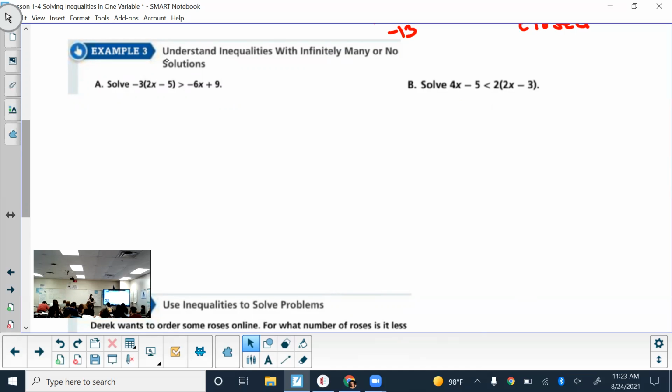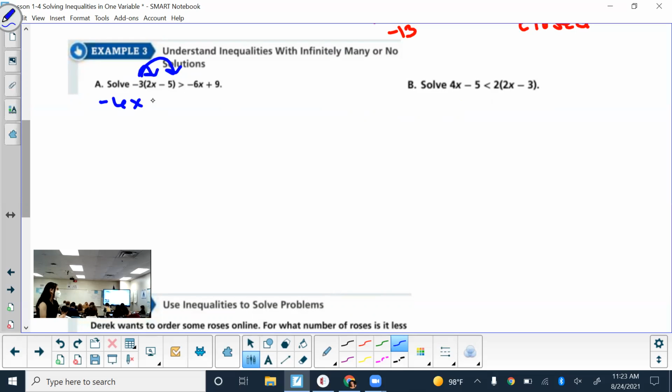What's the first step? Distribute. Now do that on your paper real quick. Let's see if you get it right the first time. Distribute that -3. And then what do you get when you distribute? Did you say -15? It should be +15, because we have a -3 times a -5, which is a +15.